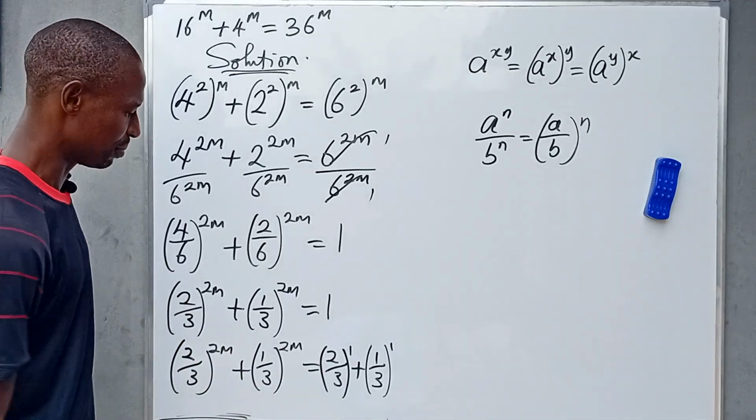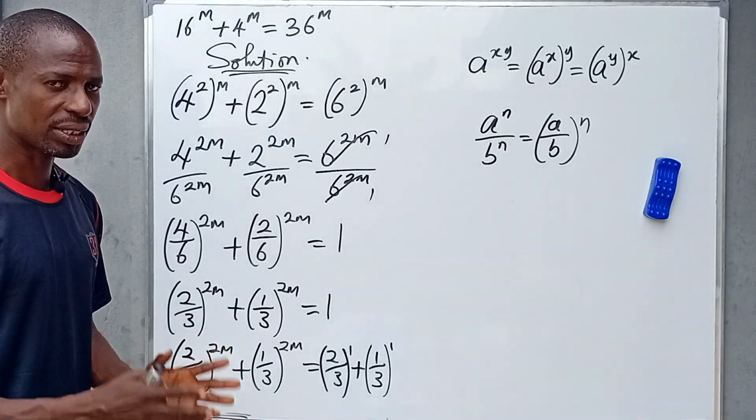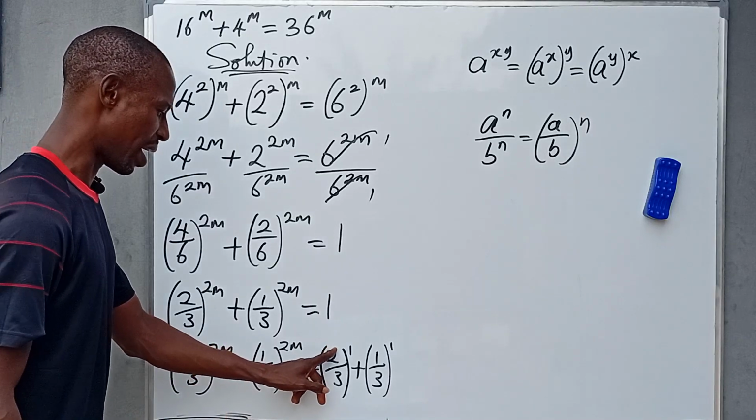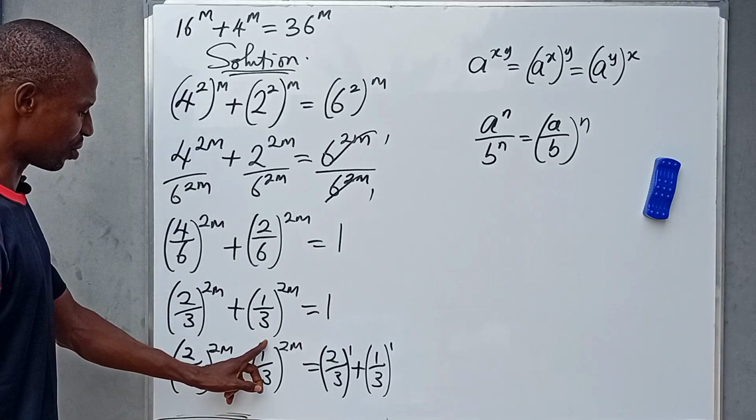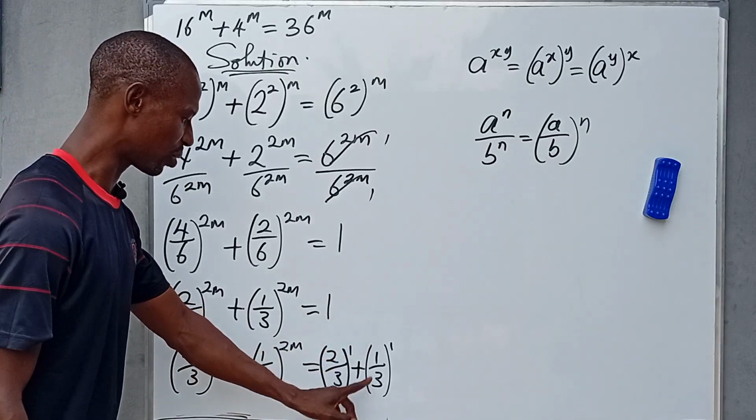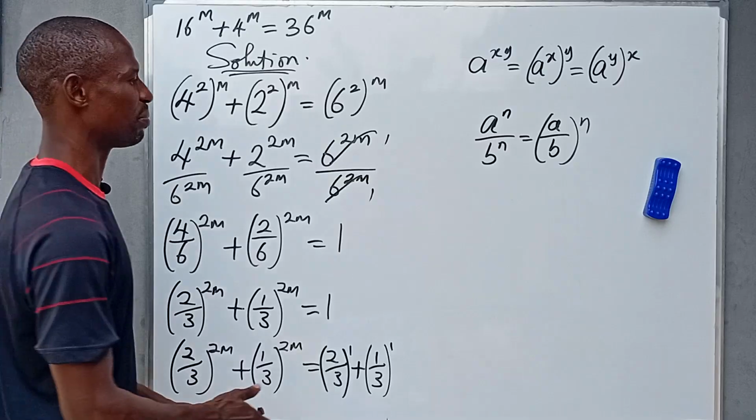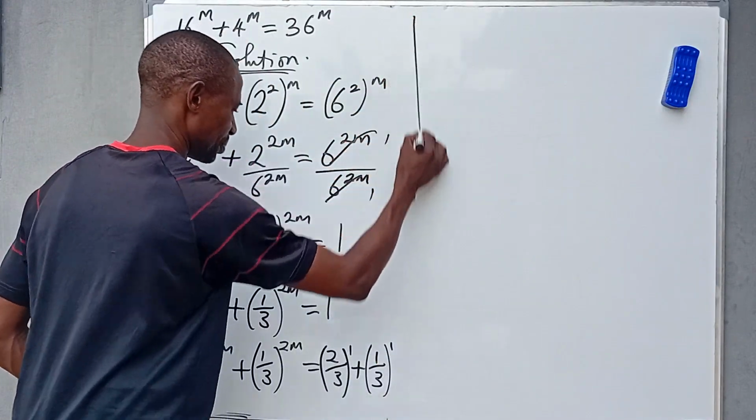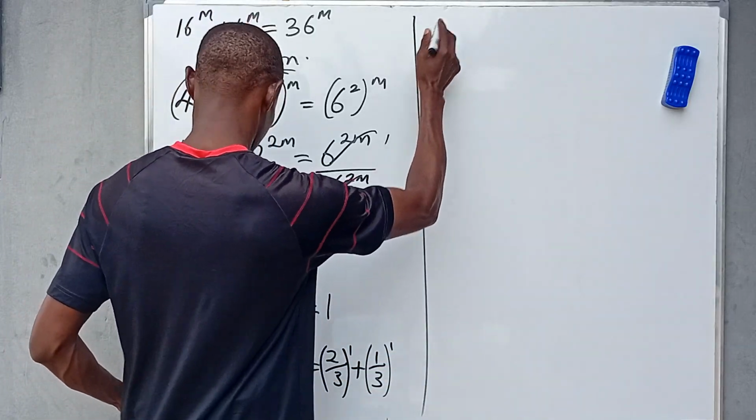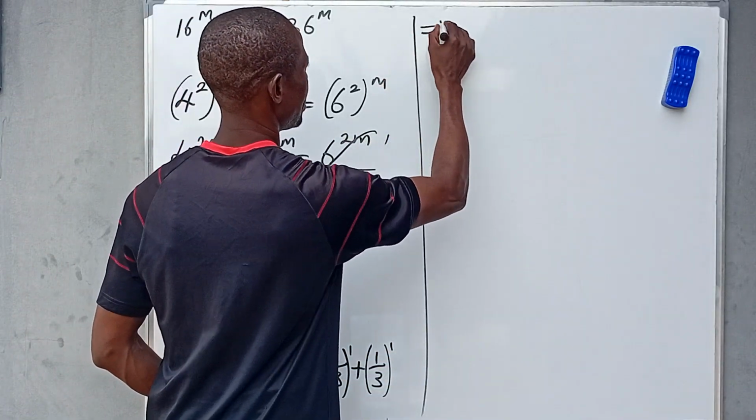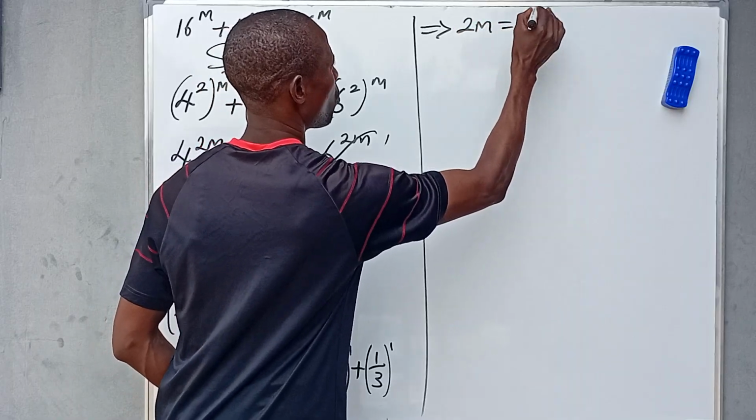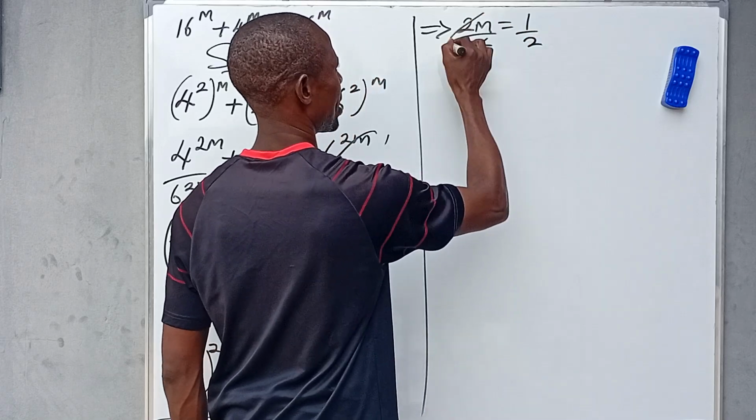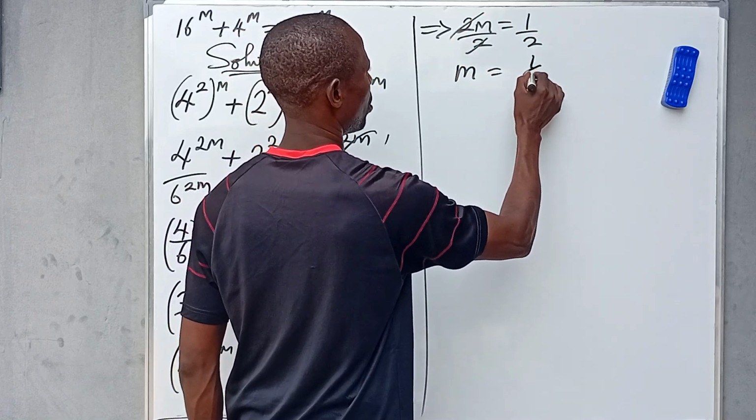By comparison, here we are having 2 over 3 raised to 2m, where you are having 2 over 3 raised to 1. Here we are having 1 over 3 raised to 2m, here 1 over 3 raised to 1. So what does that imply? We can now equate the exponents. So 2m is equal to 1. Easy. Divide both sides by 2, and we now have m equal to 1 over 2.